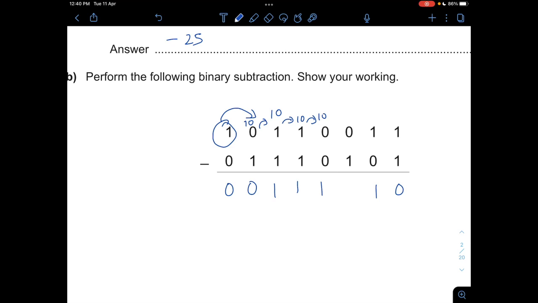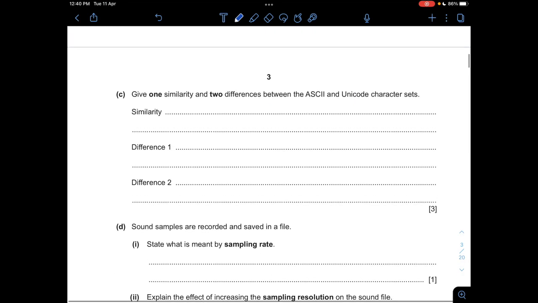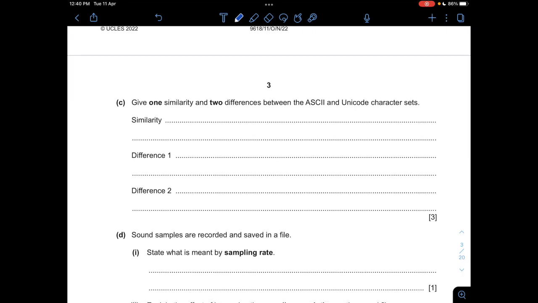And then we move the 10 to the right hand side, and 10 minus 1, we get 1. So this is the answer for this binary subtraction. Okay, now we need to give one similarity and two differences between the ASCII and Unicode character sets.